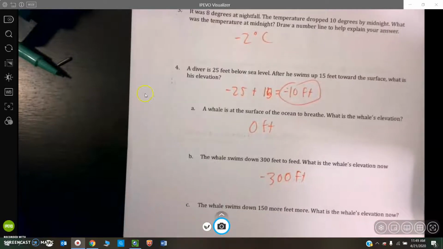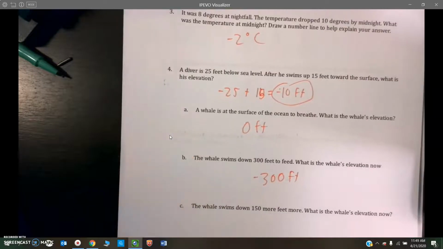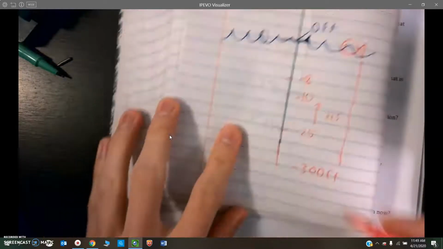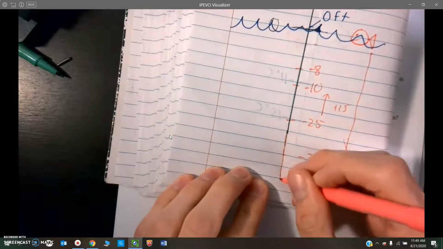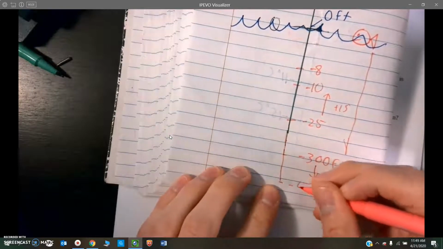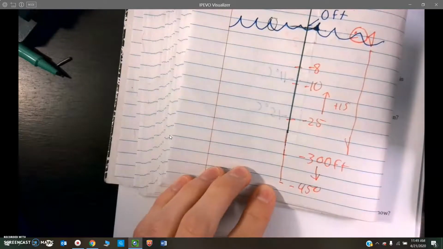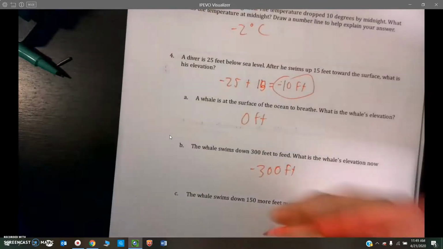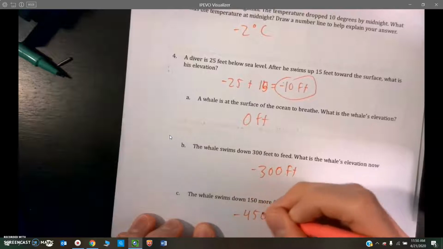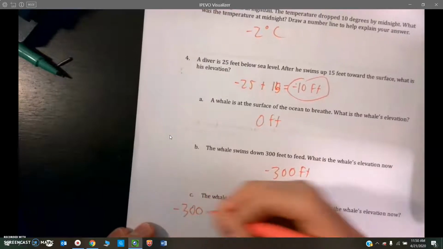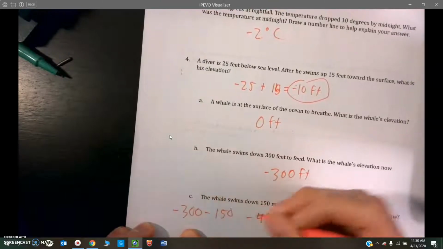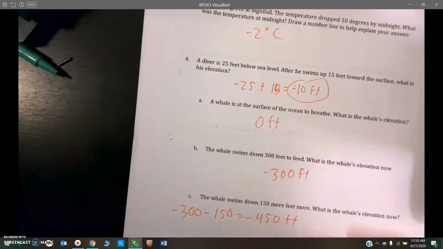And then he swims down 150 feet more. So then if he swam down another 150 feet, he would now be at negative 450 feet. Okay? And once again, the reason why negative 300 minus 150 is negative 450, because he's going downward in the ocean.